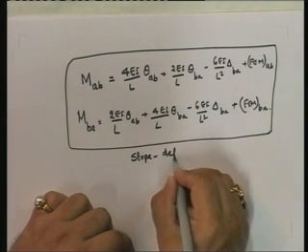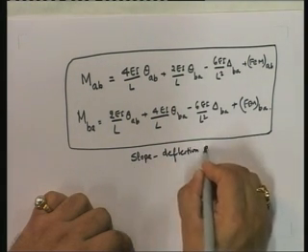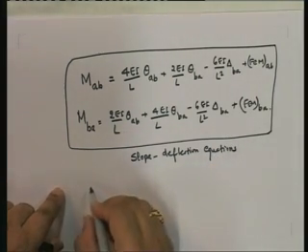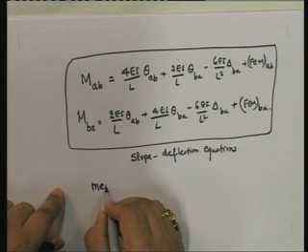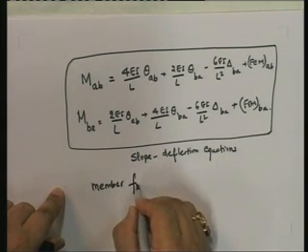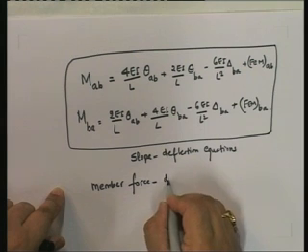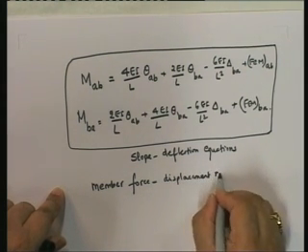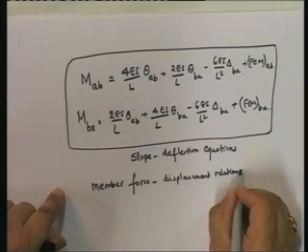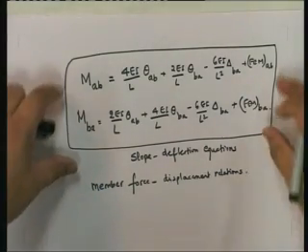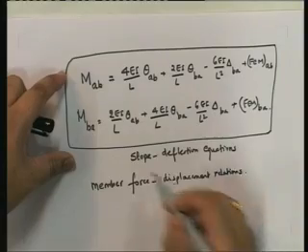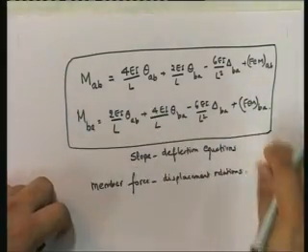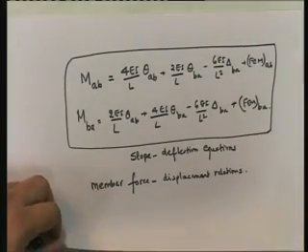the final slope deflection equations, which actually present the member force displacement relation. Essentially, these are the member force displacement relations that you have. Now this is the final equation that we are going to be using.